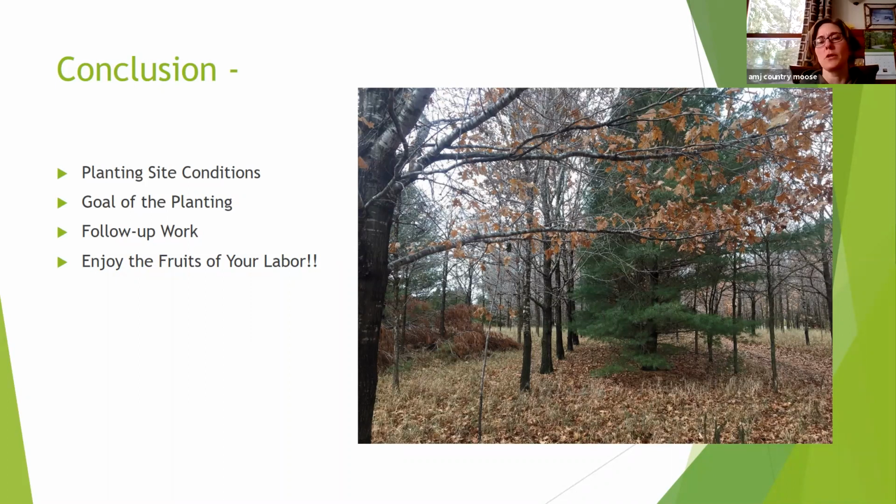So you can see in this picture on the right, they've got some white pine mixed in with some red oak. So it's probably a wildlife planting because you've got your thermal cover and your mass.